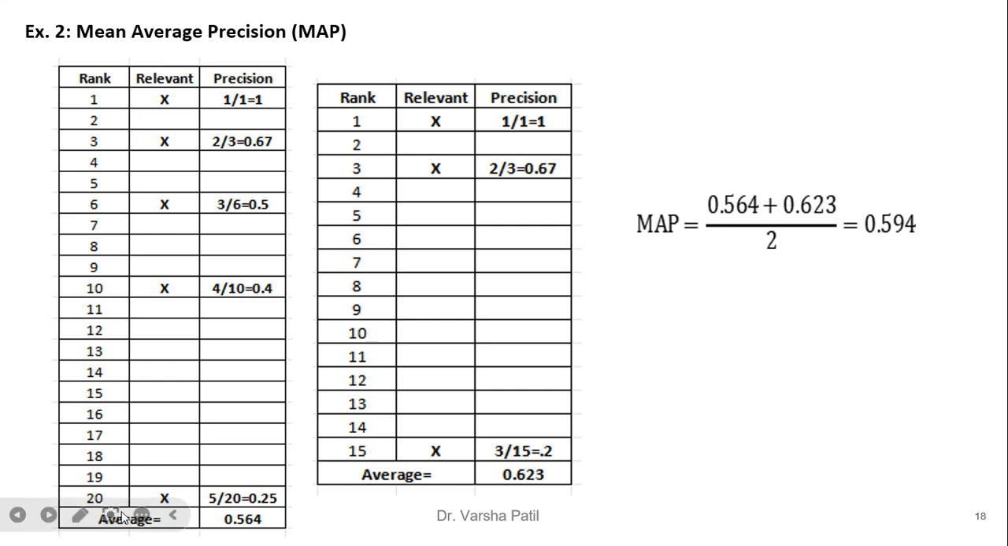For the second example, now these 20 documents get retrieved. Now relevant ones are at first location, 3rd, 6th, 10th and 20th. We can easily calculate the precision. Denominator is 1, 3, 6, 10 and 20, and numerator is nothing but the total number of relevant documents retrieved. In this way we calculate the average, and for the rank 2, 15 documents get retrieved. Denominator is 1, 3 and 15, numerator is 1, 2, 3, and their average is 0.623, and in this way we get the mean average precision.